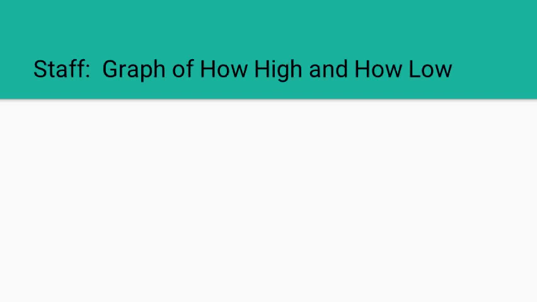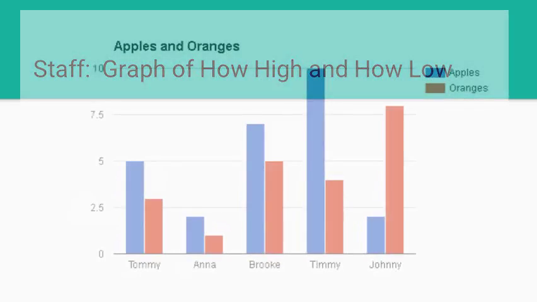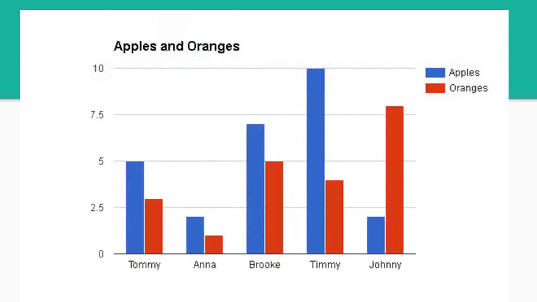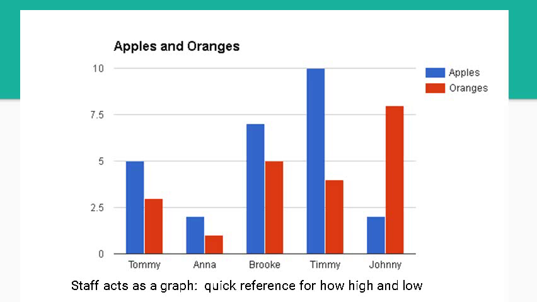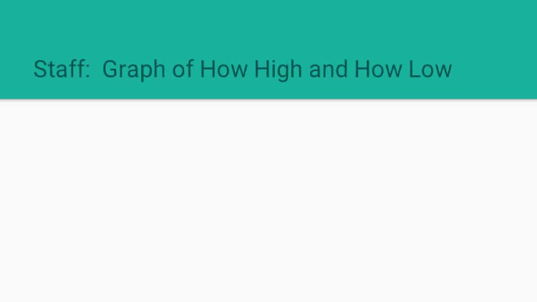Now the way that we can write down our music to communicate with other people that play music and to be able to remember it later is using the staff. And the staff is actually a graph. It's a graph of how high and how low pitches are. Now this is a graph right here, and you can easily and quickly see from this graph how many apples or how many oranges each person has. And in a similar way, we can write notes on a staff, and that gives us how high and how low those pitches should be, so that anybody can come along and play that.